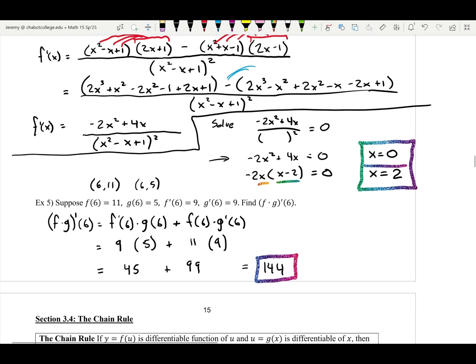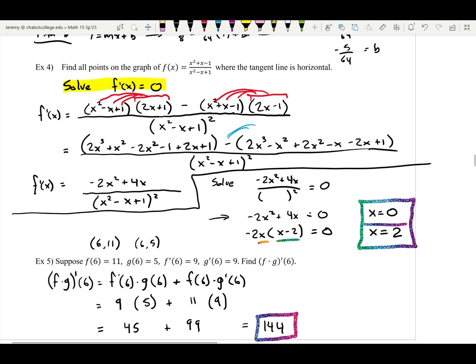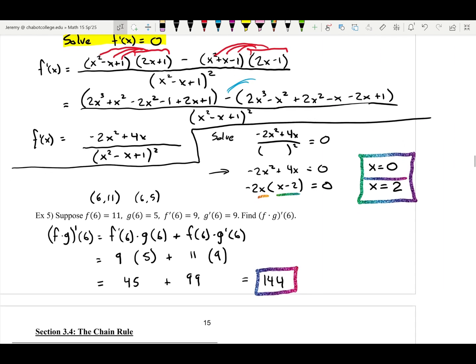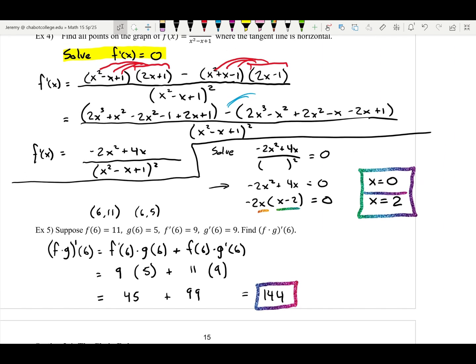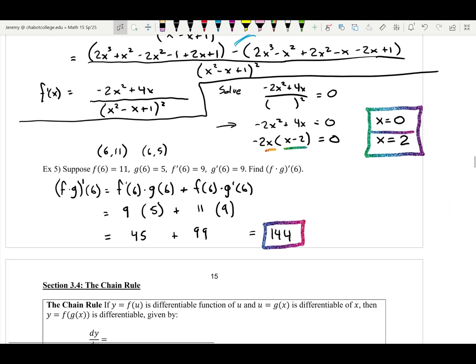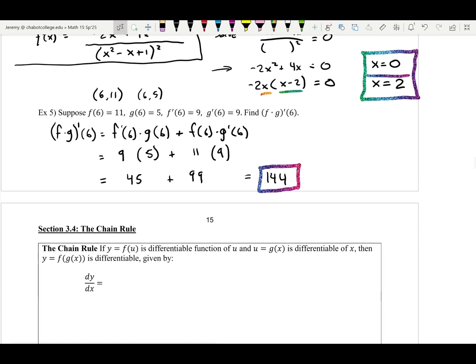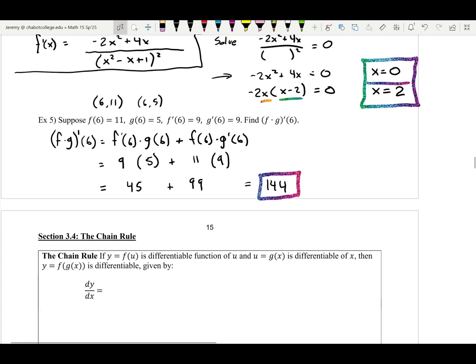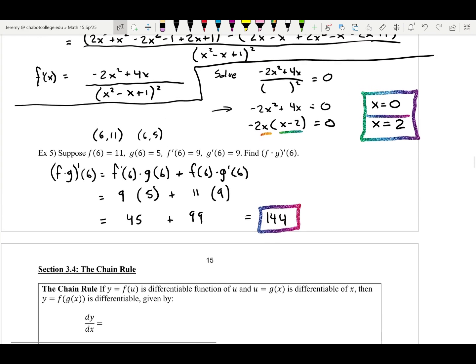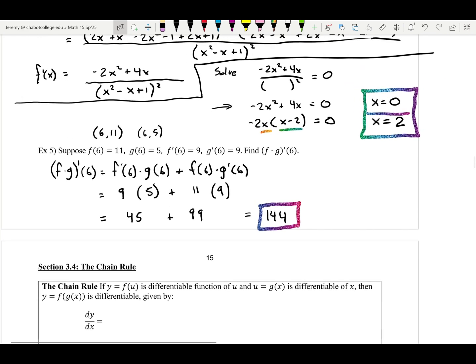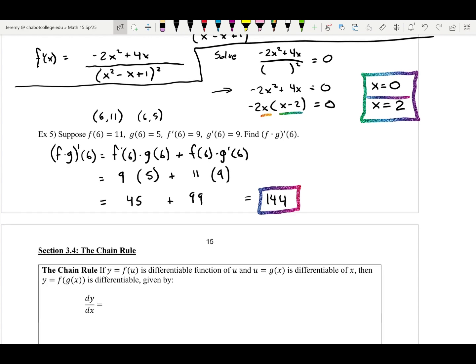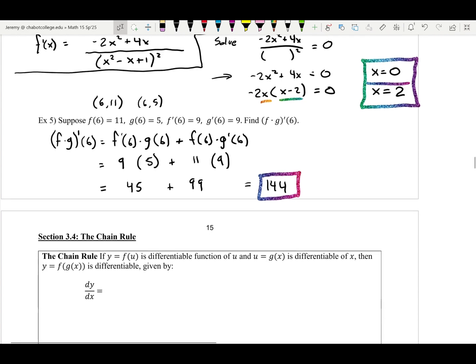Okay, so that brings us to the end of section 3.3 on the product rule and the quotient rule. We've got one more big important rule called the chain rule. It helps us deal with derivatives of compositions of functions. And beyond that, we're going to move into some applications of derivatives. We'll talk about implicit differentiation. But that is it for 3.3.